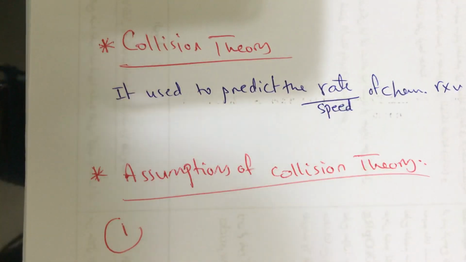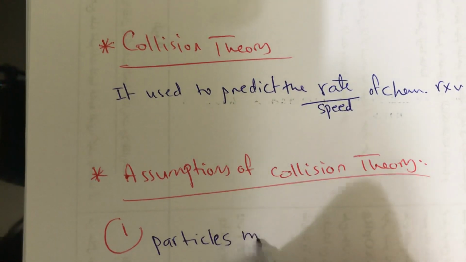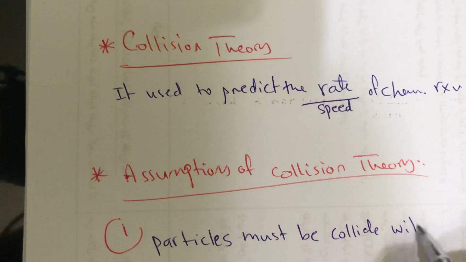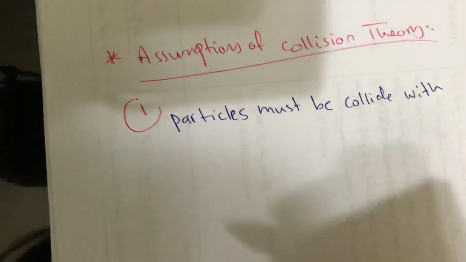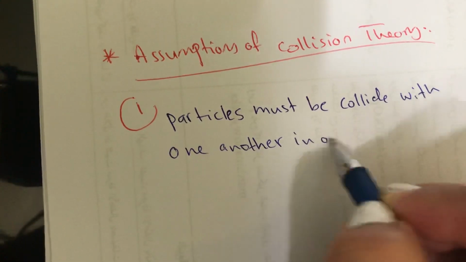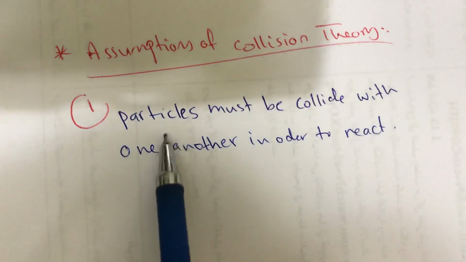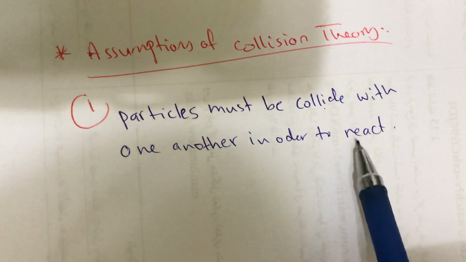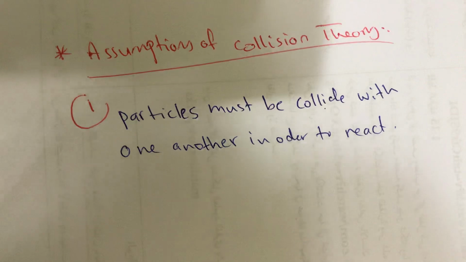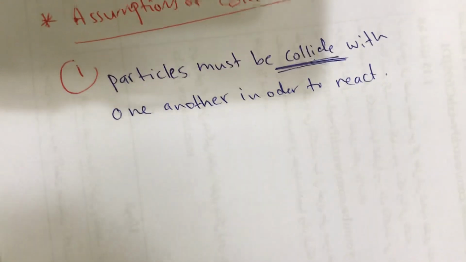The first assumption: particles must collide with one another in order to react. Substances or particles must collide with each other so the reaction occurs. If they don't collide with each other, no reaction occurs. So particles must collide with each other.